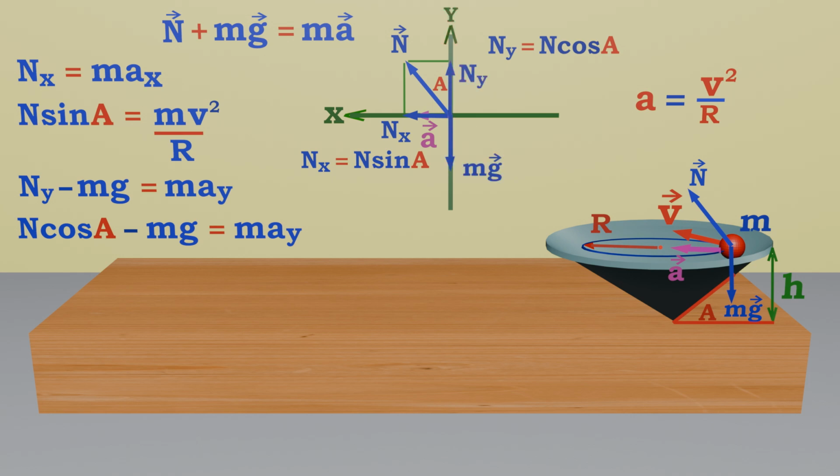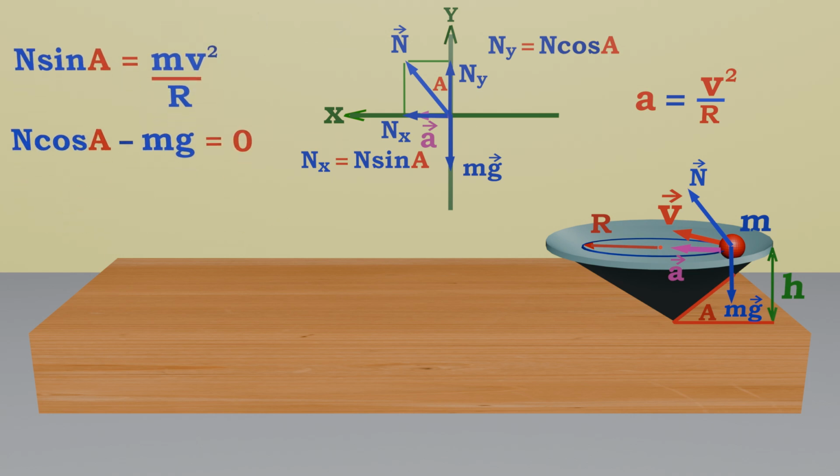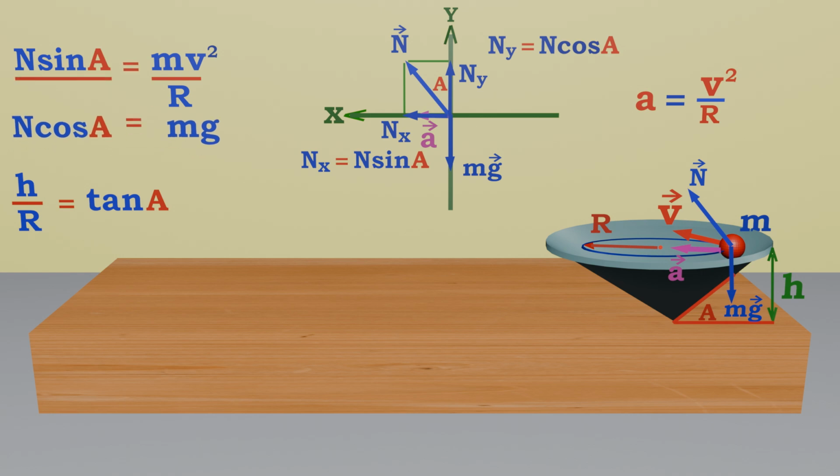An additional bonus of our choice of coordinate axes, as we mentioned earlier, is that the ball's acceleration along the y-axis is 0, and therefore the sum of the force components along the y-axis is also 0. So, Newton's second law gives us two equations. The third equation will be a geometric relation, h divided by r equals the tangent of a. The quickest way to reach the solution is to divide the first equation by the second.